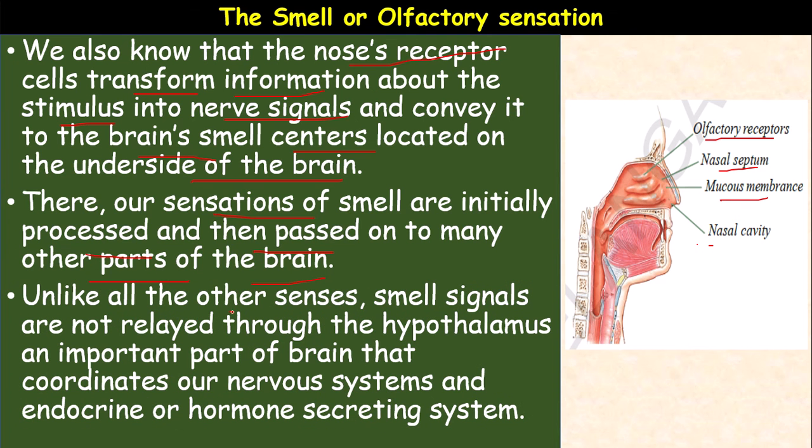Unlike all other senses, the smell signals are not relayed through the hypothalamus. It is a part beneath the brain, an important part of the brain that coordinates our nervous system and endocrine system, or the hormone secreting system. Unlike other senses, smell signals are not relayed through the hypothalamus, but go directly through the olfactory receptors which are present beneath the brain.